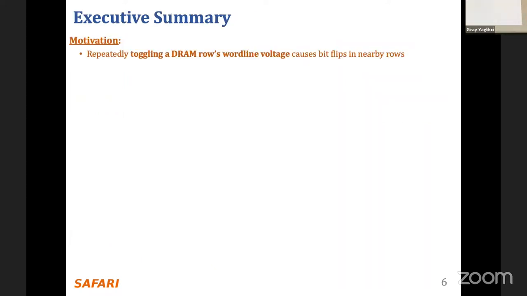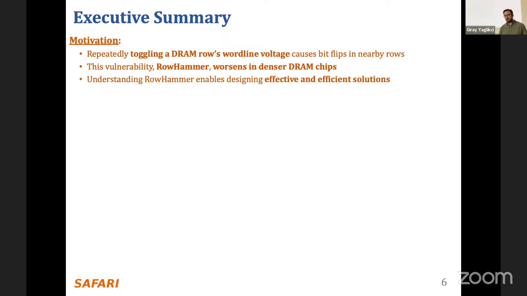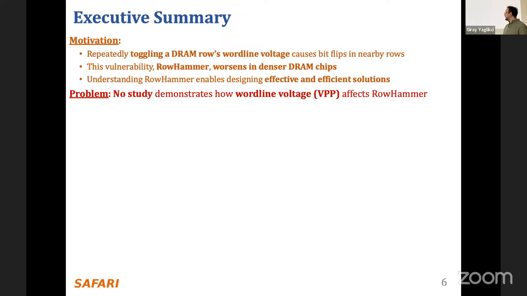With this, I will start with my executive summary of this paper. So the motivation is that repeatedly toggling this DRAM row's word line voltage is a key to cause bit flips, and this vulnerability worsens with denser DRAM chips, so it's an important vulnerability. And understanding how RowHammer behaves is important to provide effective and efficient solutions. So these are three different motivations that, when they come together, actually motivate this paper.